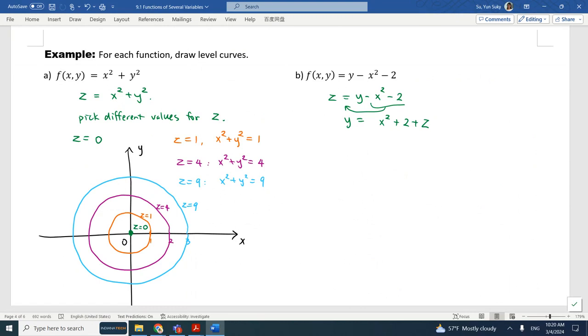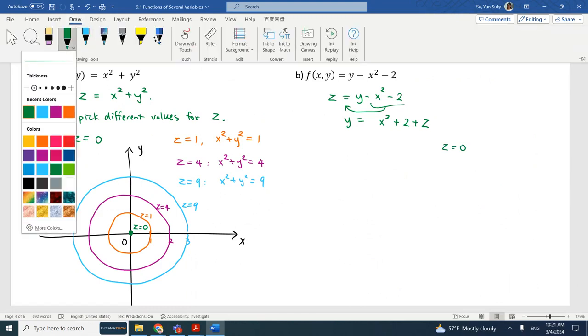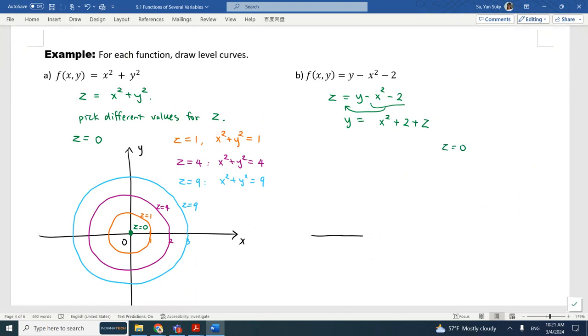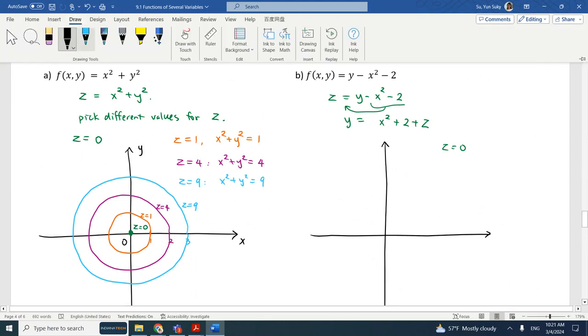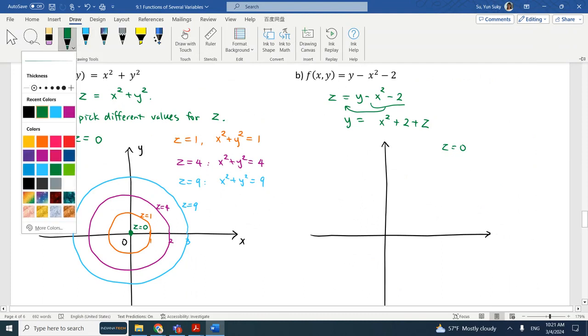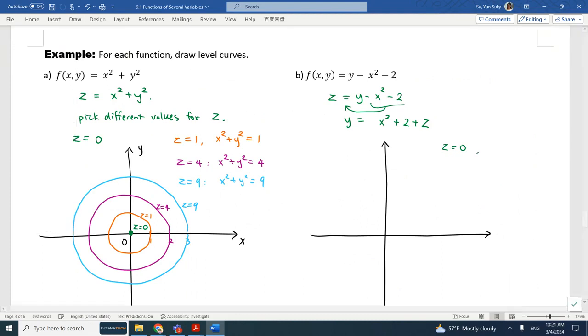So let's pick different values for z. I usually pick z is 0 because that is the easiest one. And then I can plug in different z. By the way, for the level curve, you just pick 3 or 4 values of z, and it's enough. Then we can see what the level curve looks like. Okay, so when we pick z equal to 0, we get y is x squared plus 2.